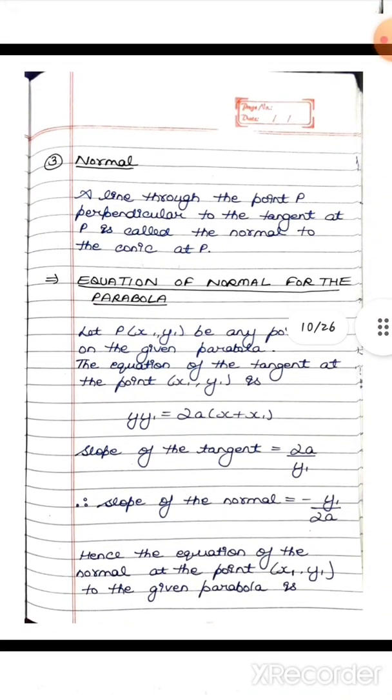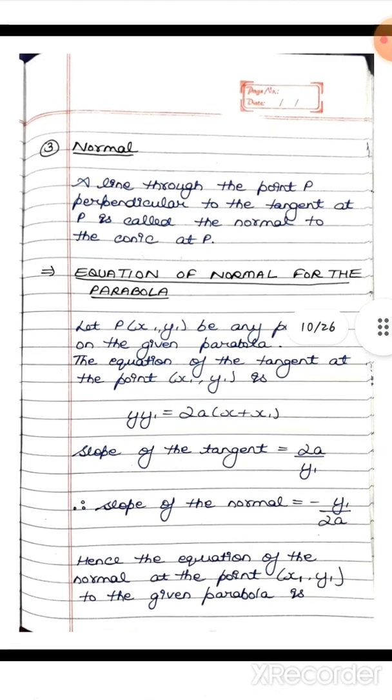Next, after tangent, we come to normal. A line through the point P perpendicular to the tangent at P is called the normal to the conic at P. How will we get the equation for the parabola under normal?